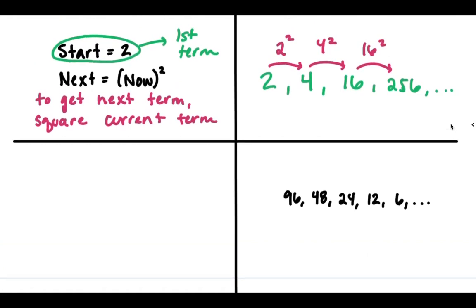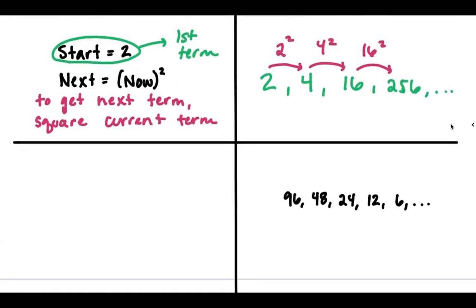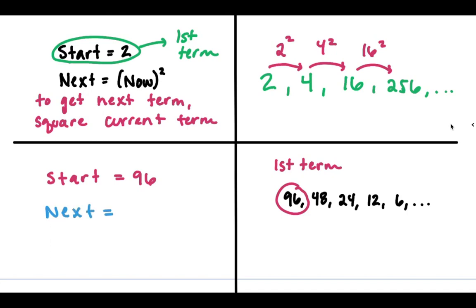Okay, last one. We have a sequence, we want to write a rule. So let's look at our sequence. We see that our first term is 96. So we know that in our rule, we can say that the start is 96. The second part is we need our rule for the next term. So I want to know, how do I find the next term when I know the current term? So how do I go from 96 to 48, from 48 to 24, 24 to 12, 12 to 6?